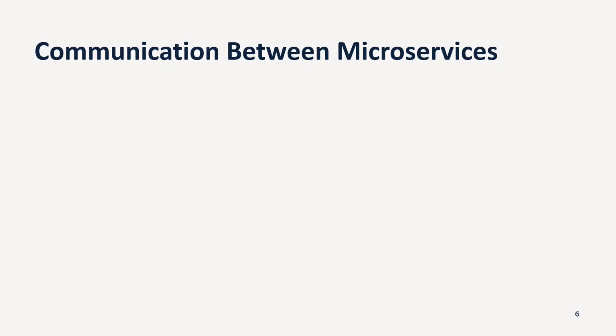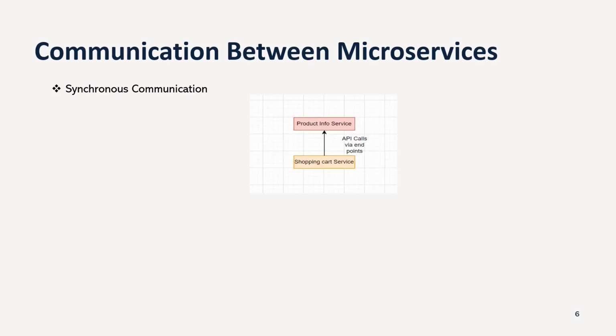There are various ways, various techniques for that. First way is synchronous communication. In this communication, every service is exposed as a REST service. We define the endpoints, URL endpoints. Suppose a shopping cart service wants to talk to the product info service, it will make an HTTP request to the product info service using its endpoints and get a response from it.